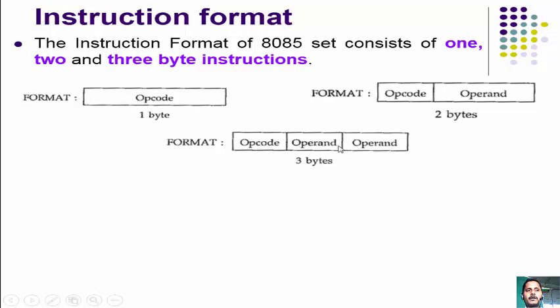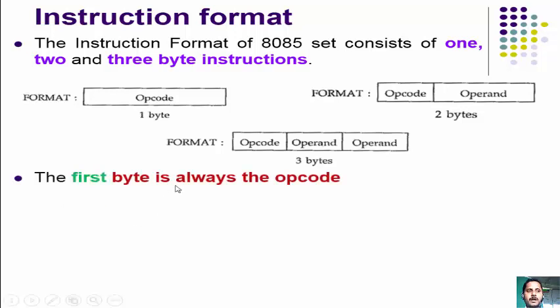Depending on the contents available in the operand, either the address, data, or the general purpose registers, different addressing modes are available. And the size of the instruction also changes depending on the contents available in the operand field, that is 1 byte instruction, 2 byte instruction, or 3 byte instruction. The first byte of any instruction is always the opcode. So the first byte is always the operational code of the instruction.